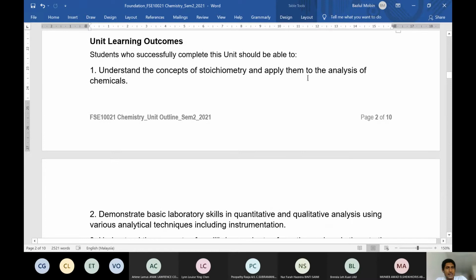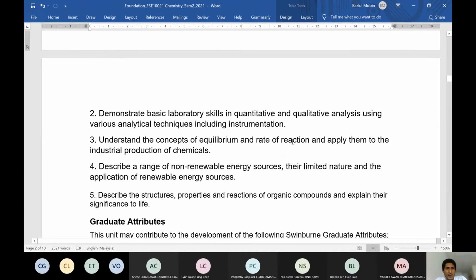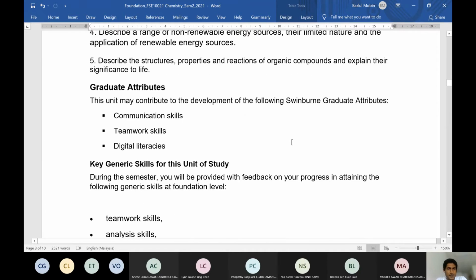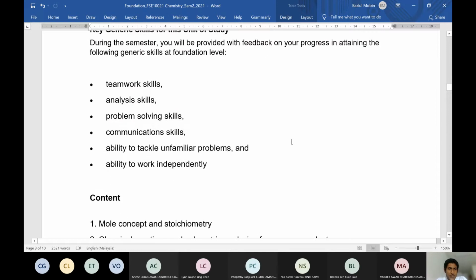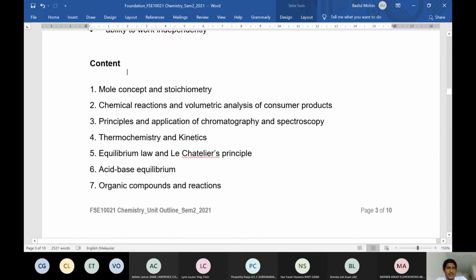And the learning outcomes are given here. There are five learning outcomes. All right. So the content for this unit is the mole concept and stoichiometry. Don't allow yourself to be intimidated by this term. It is a very simple thing. I will explain when I go into it. Then chemical reactions. There are many types of reaction.